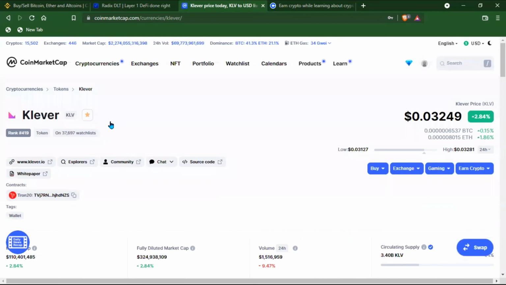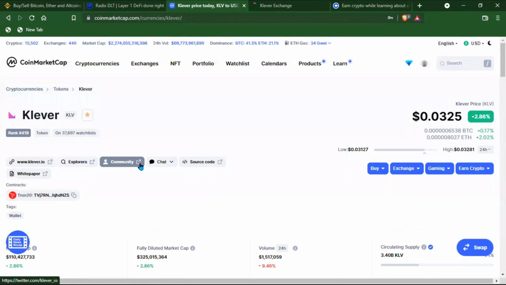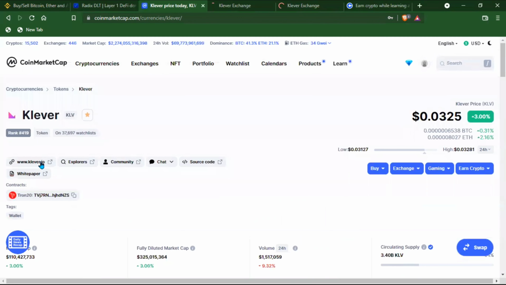So what I do is look at the information available to me concerning the project, which in this case is klever.io. That is the website which I'm going to click now. Loading up there. While that is loading, I look at the explorers, the community, the charts, source code, and then the most important part again, the white paper, which I'm going to click again. We're going to get into the website and white paper in a second. And then you look at the contract. The KLV coin is built on the Tron blockchain, which you can see the contract there, in case you want to buy through DeFi like PancakeSwap, Uniswap, and all of that.